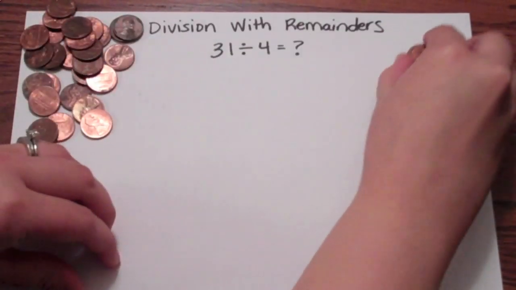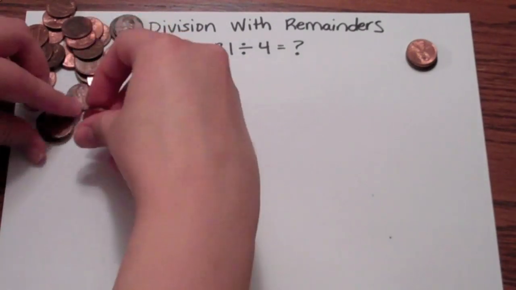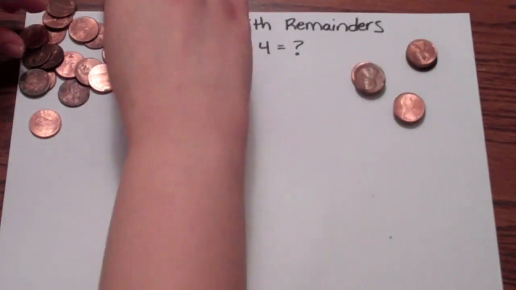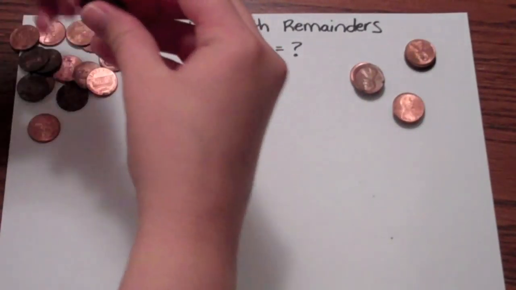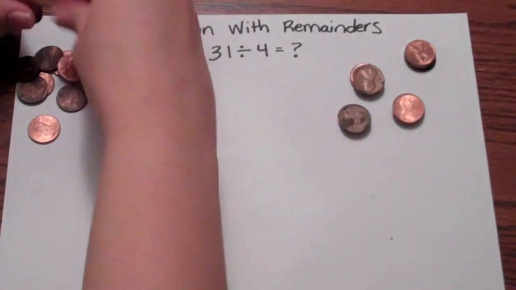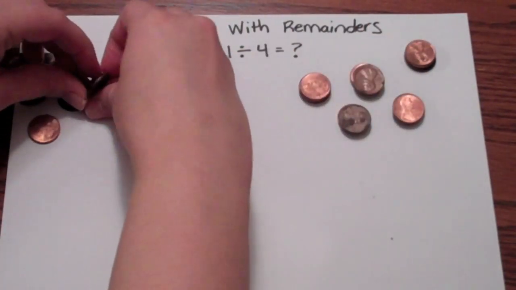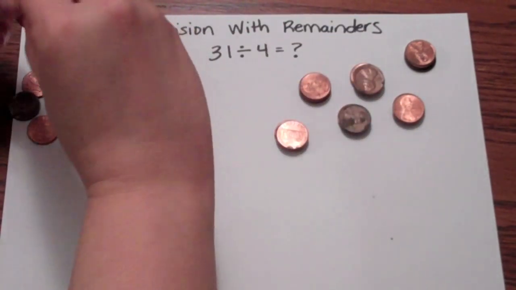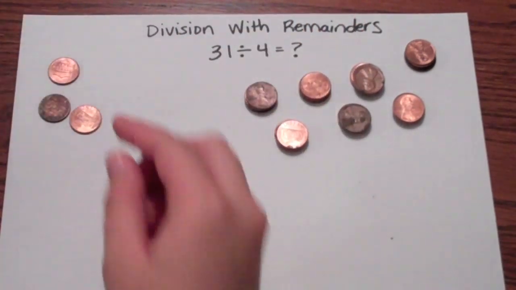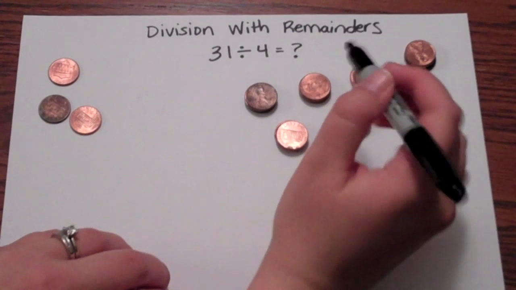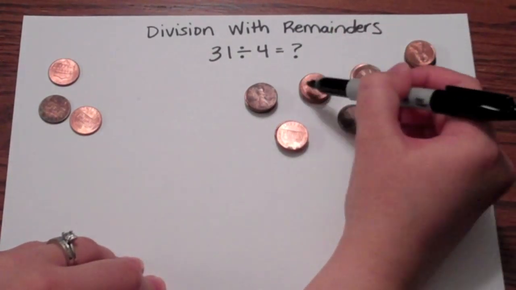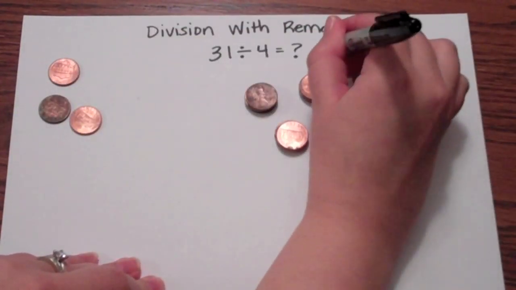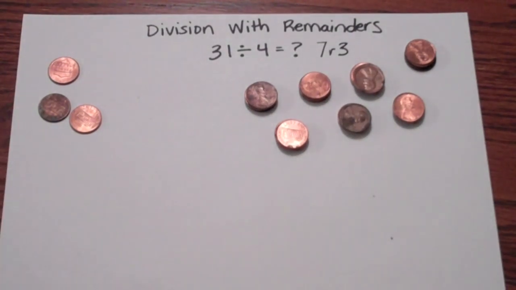here's a group of 4, another group of 4, another group of 4, another group of 4, and more groups of 4, and then I have 3 left over. My quotient or answer is 1, 2, 3, 4, 5, 6, 7, 7 with 3 left over, 7, remainder 3.